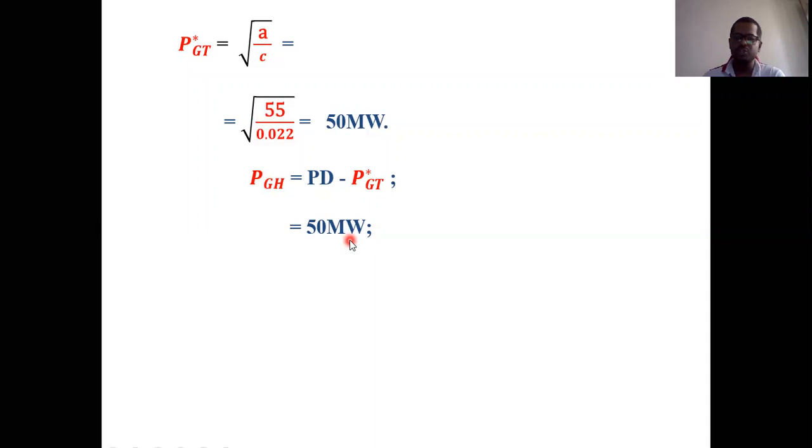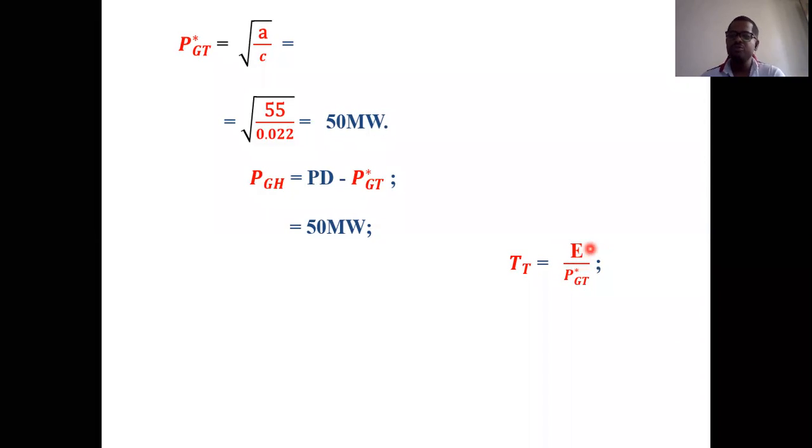This is nothing but scheduling. Next, let us try to find out the TT value. It is given by E by PGT star. We know PGT star, that is 50 megawatts. But how to find the E value? We don't know the value of E. E is the thermal energy.